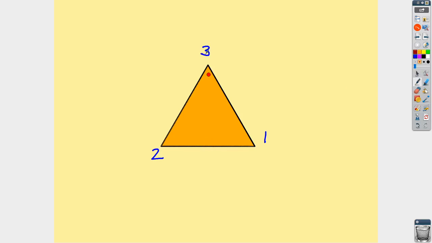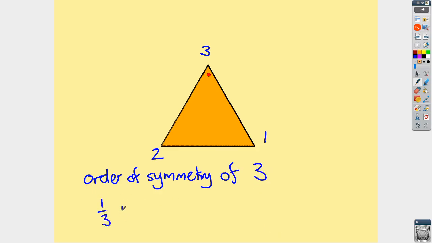So for this shape, what that means is we have an order of symmetry of 3, or we can call that having 1/3 turn symmetry. And by now, just as a wee side note, because it will help you going forward, you should start to notice a little pattern developing between this number here and this number here.